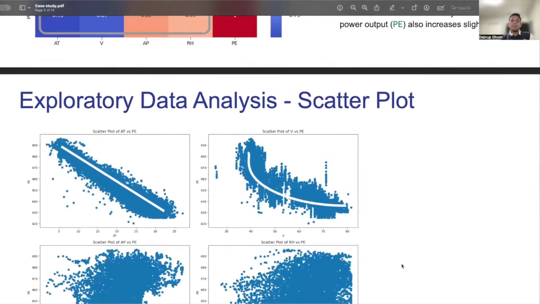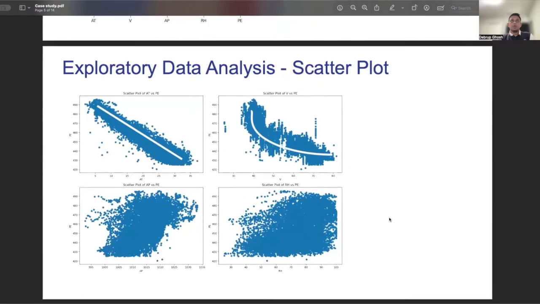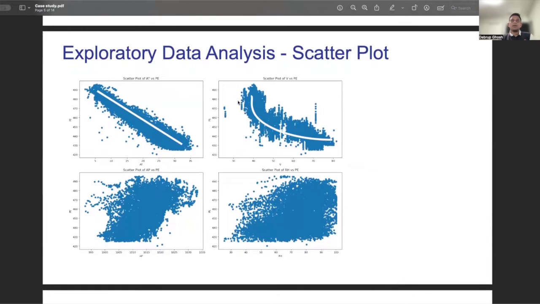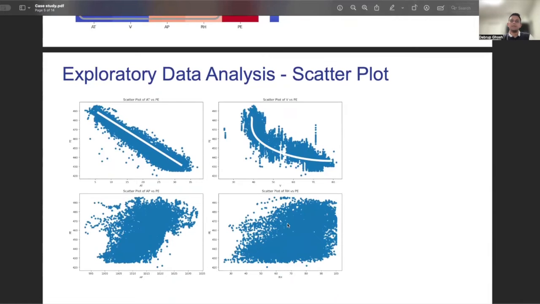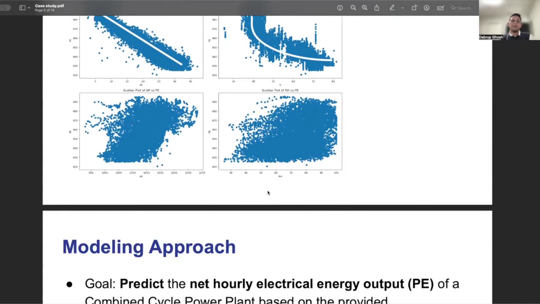Just to back up this story, what you will see in this scatter plot is that for vacuum and temperature, it's going down. But then as soon as you start plotting AP, which is the ambient pressure, and the relative humidity, it's really all over the place. If you follow my cursor over here, it's really all over the place. That's what I think makes this problem pretty interesting.